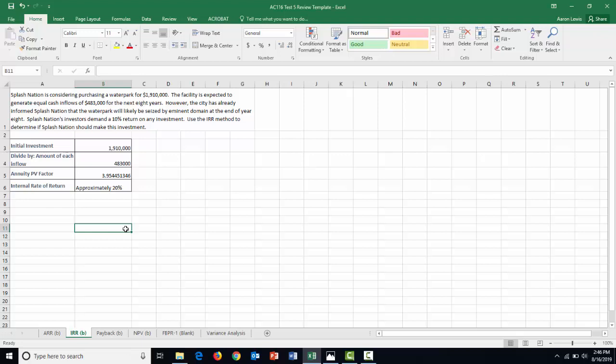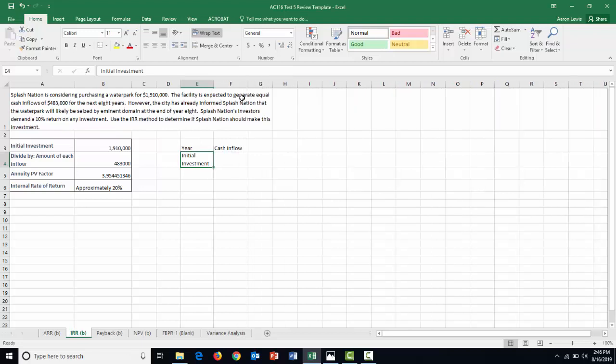However, we can do this another way too. What we can do is set up a couple of columns over here, one that says year and one that says cash inflow. We're going to start with our initial investment, and I'll wrap the text on that and blow it out so you guys can actually see it. Our initial investment is $1,910,000, and I'm going to put a negative in front of it because we're paying out the cash, so it's negative cash inflow.